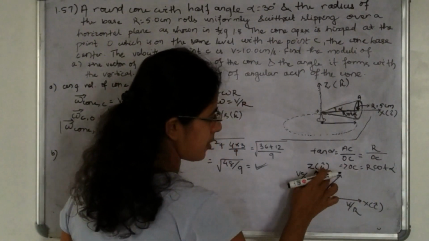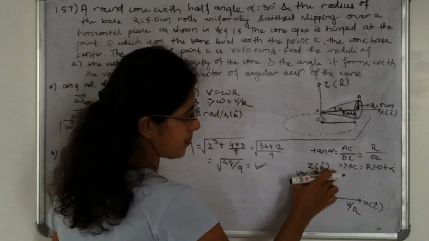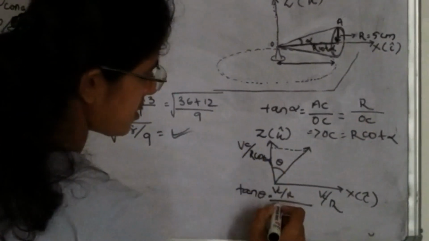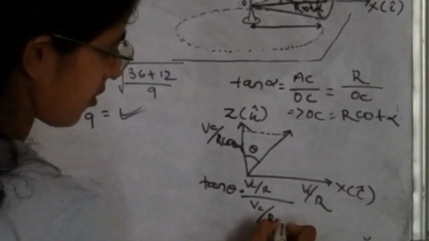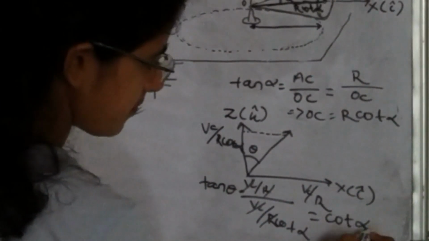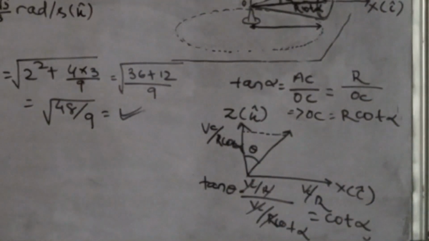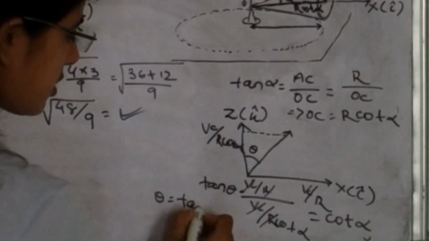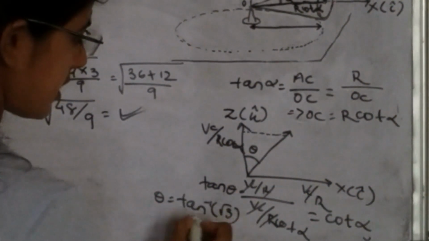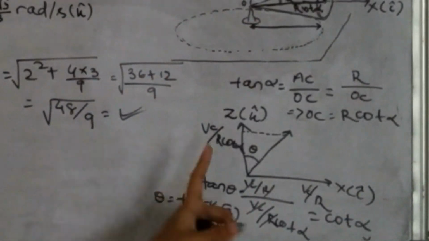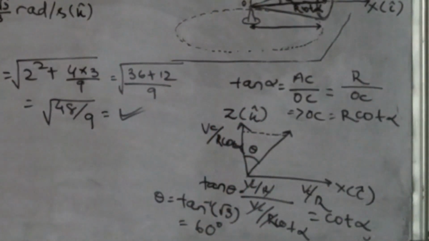P divided by B, perpendicular divided by base. Perpendicular means Vc divided by R, divided by base, which is Vc divided by R cot alpha. So this cancels out, leaving cot alpha. Alpha value is how much? 30 degrees. Cot 30 degrees is how much? Root 3. So theta is how much? Tan inverse root 3, 60 degrees. We have derived the angular velocity of this cone forms with vertical, meaning the Z axis.